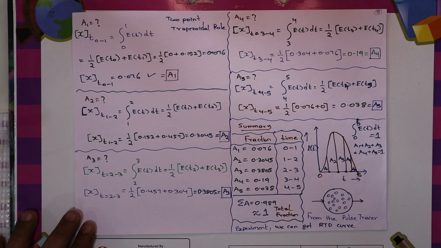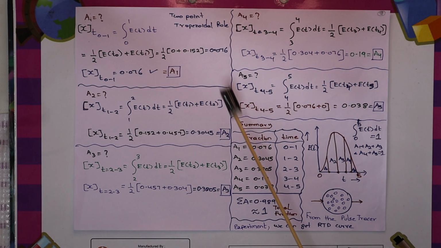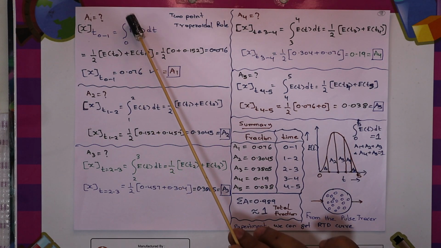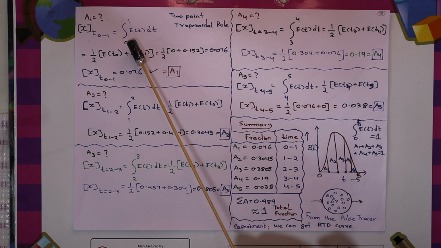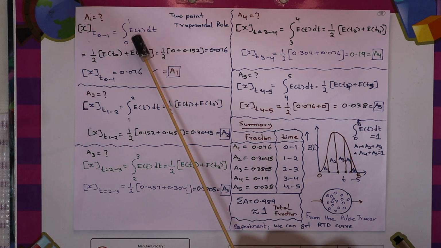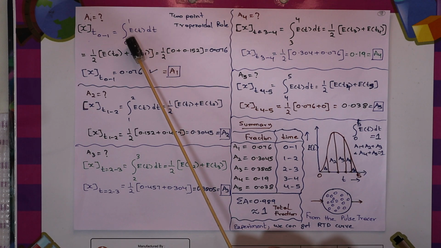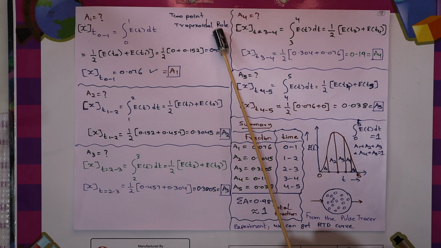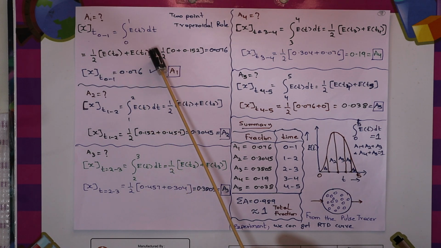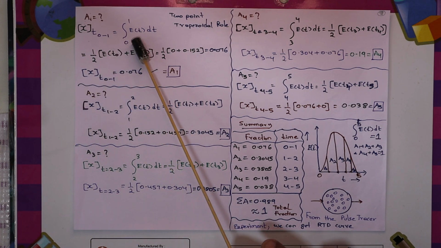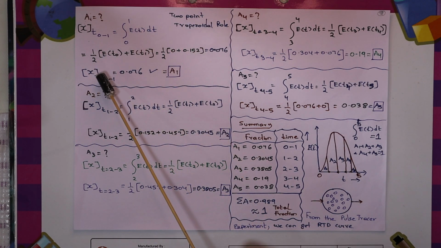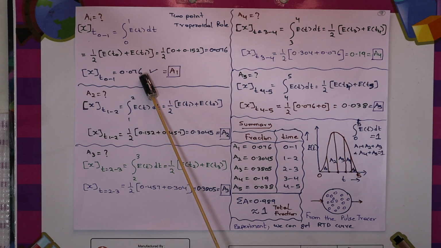How to get the formula? Let us take the 2-point rule. For time t equal to 0 to 1, the integral from 0 to 1 of E of t dt is the area under the curve between time 0 and 1, which is nothing but A1. You can use the 2-point trapezoidal rule, which states half times the first point and last point. The first point is time t equal to 0, the last point is time t equal to 1. I get the fraction A1 as 0.076.